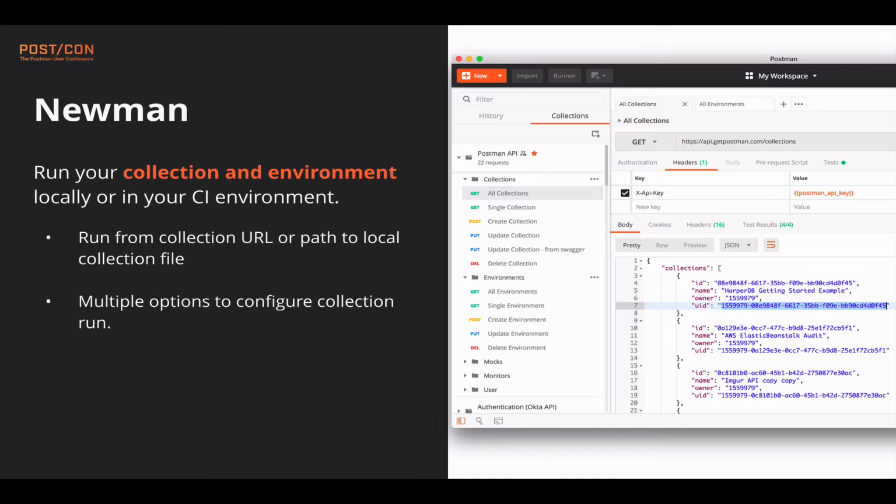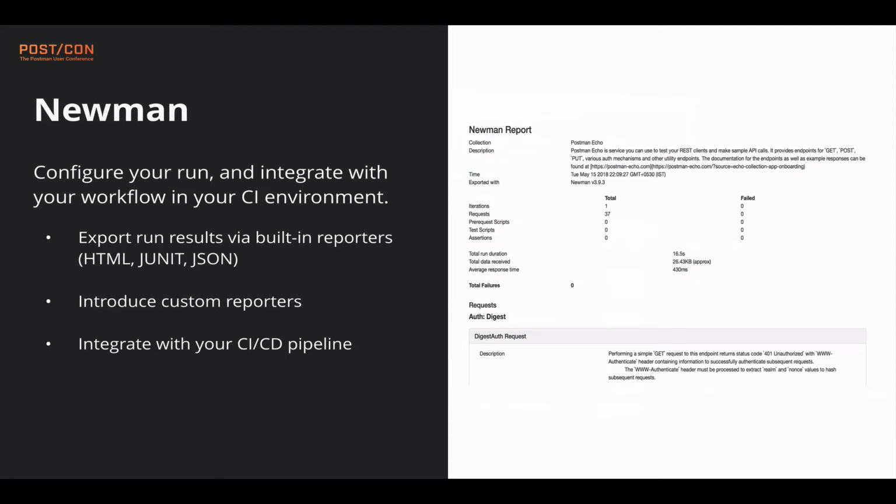And then there are multiple options to configure a collection run. So if you use certain tools, say you want to write a file to your local file system, as JSON or HTML, you can do that. There are a lot of custom reporters so that you're not just getting a single flavor of output.